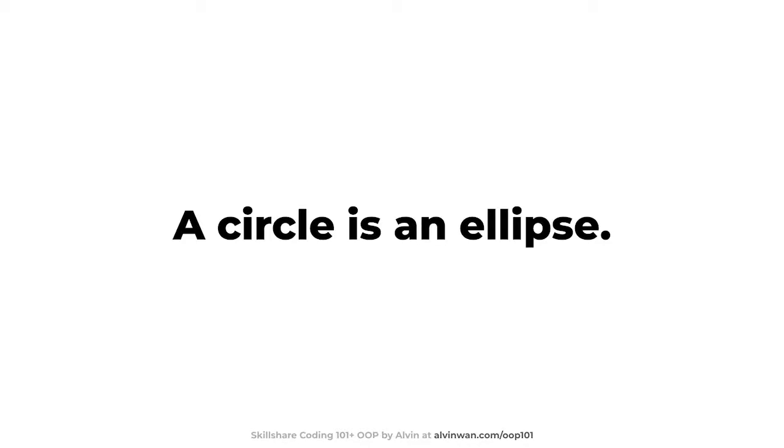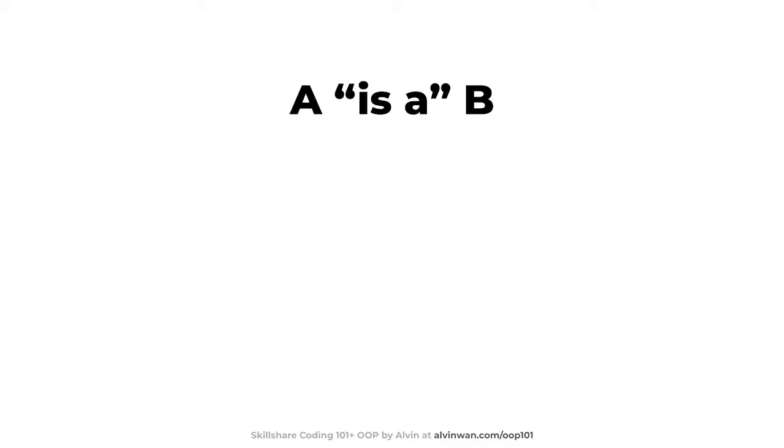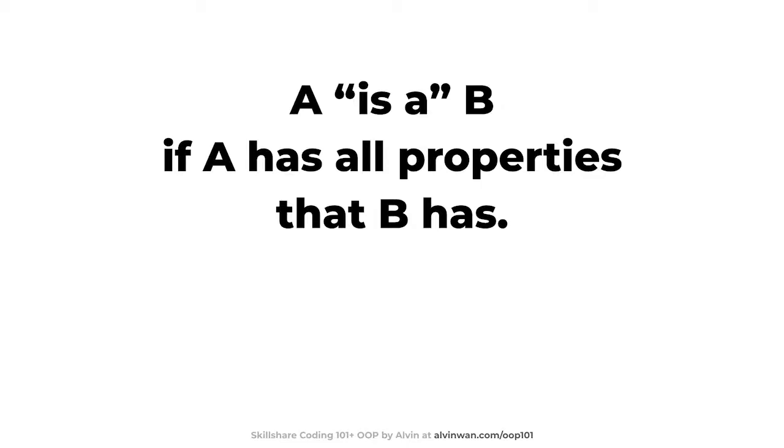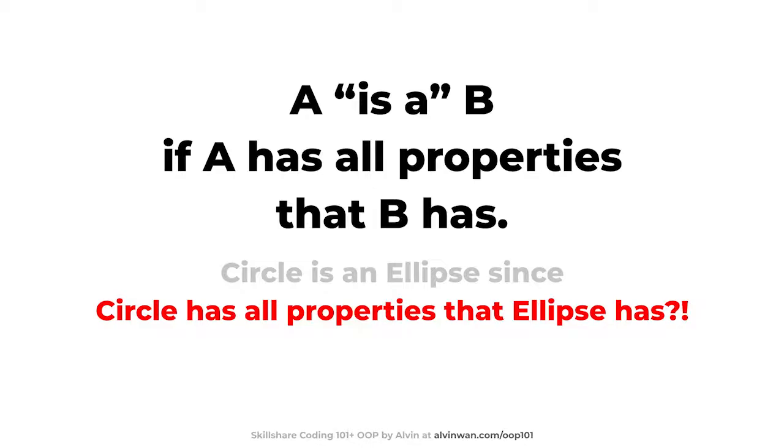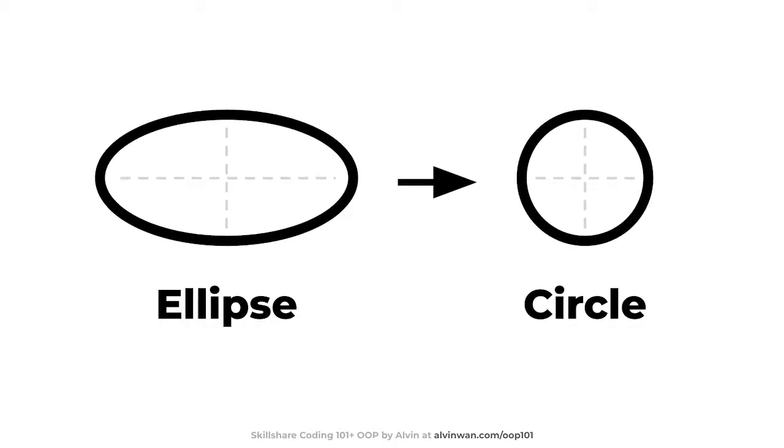However, recall our is-a rule from the inheritance lesson. A is a B if A has all the properties that B has. So, plugging in what we know, a circle is an ellipse since a circle has all the properties that an ellipse has? Hold up, that seems really wrong. Circles don't have all the properties that an ellipse has. A circle only has one axis length. An ellipse has two axes lengths.